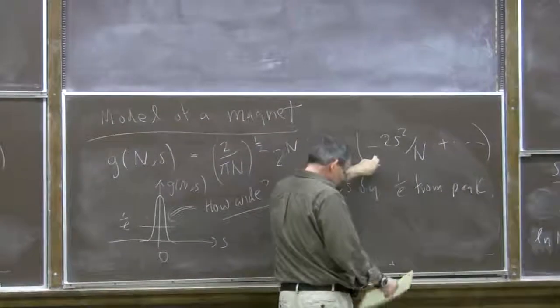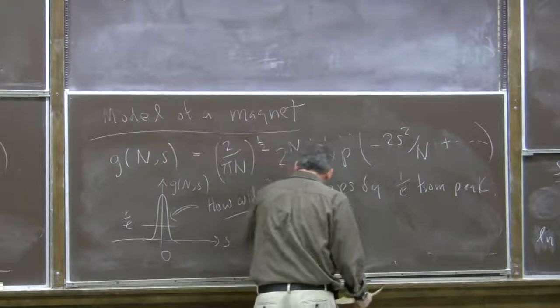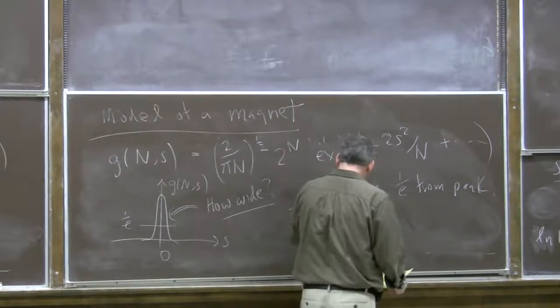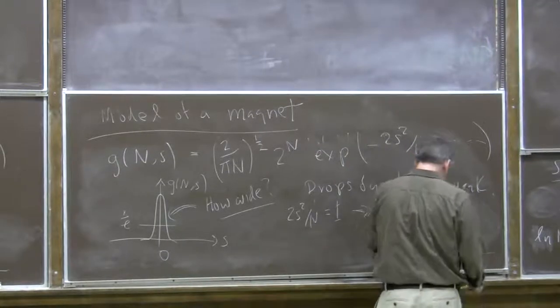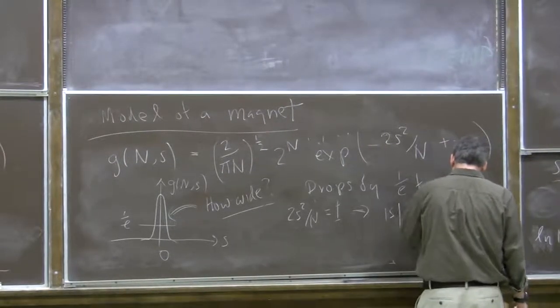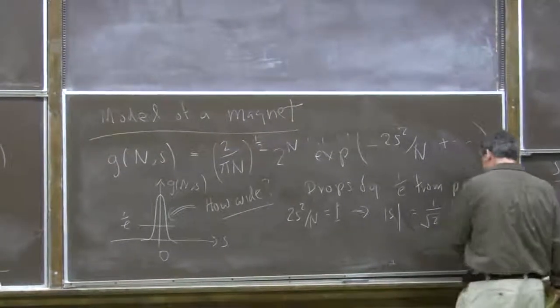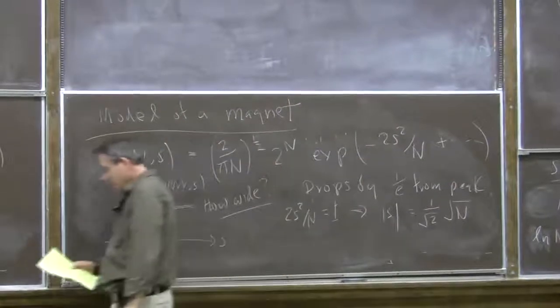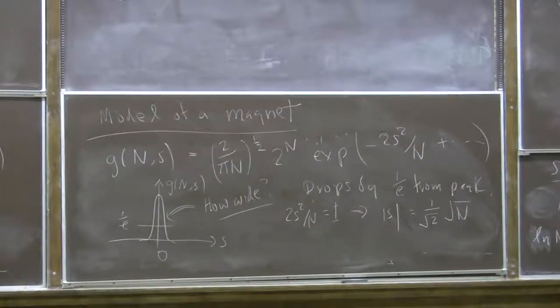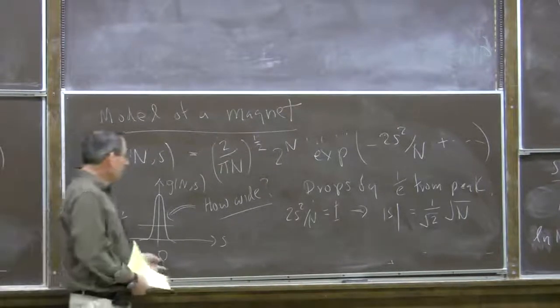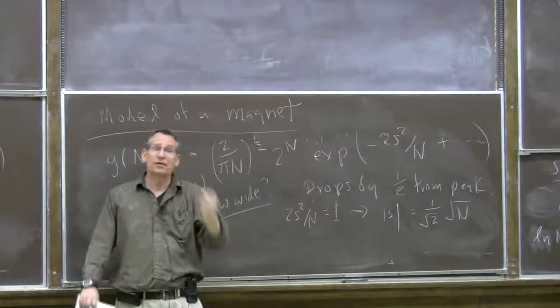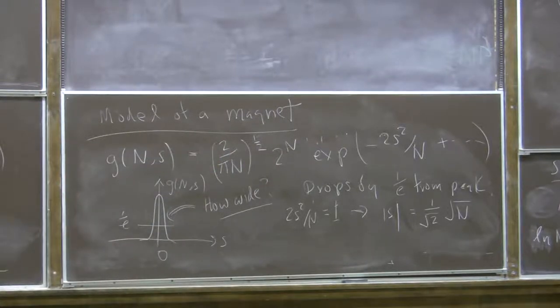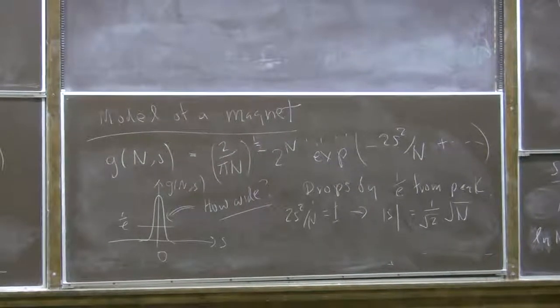Well, it does so when the argument of the exponential is minus 1, or 2s squared over n equals 1, which means that the absolute value of s, which could be either positive or negative, is 1 over the square root of 2 times the square root of n. So it's actually wide when n is large. Its width grows as n grows. But if I compare that typical deviation of s from the most probable value of 0 with the full range of s, which is of order n, if I compare s, where the function is down by 1 over e from its peak, to the value of n, that's small.